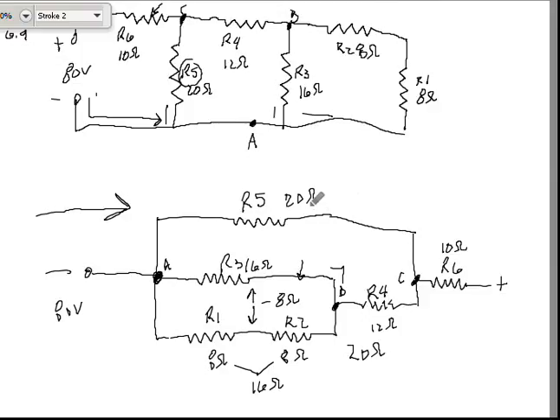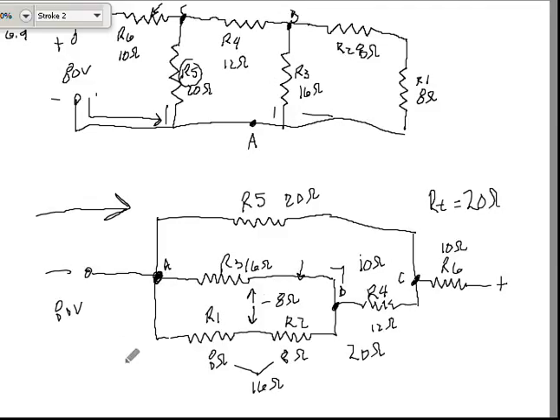I now have this branch and this section, this bank and branch, both equaling 20 ohms. So together, 20 divided by 2 is going to equal 10 ohms. So now I have 2 10 ohm resistors in series. So my total resistance is going to equal 20 ohms. Okay, so now I have it down to its base. Now I need to expand back out from there.